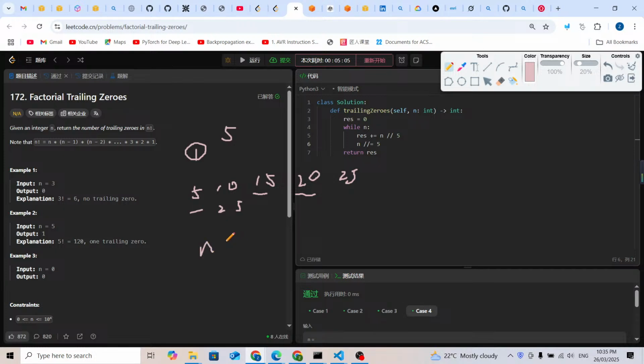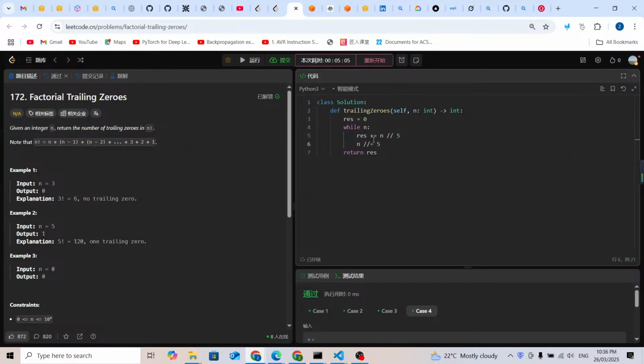What about n equals 10? The result plus n divided by 5, so the result is going to be 2, and then n divided by 5 is going to be 2. If n equals 10, there are going to be 2 zeros according to our calculation. Let me submit it. As you can see, it works.